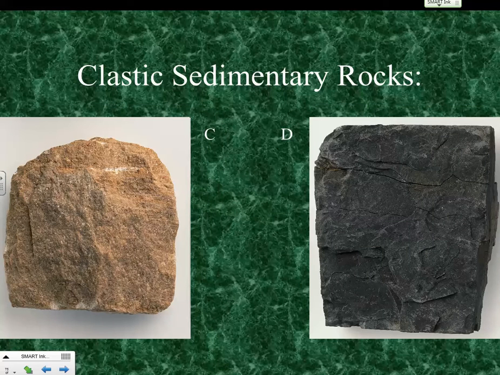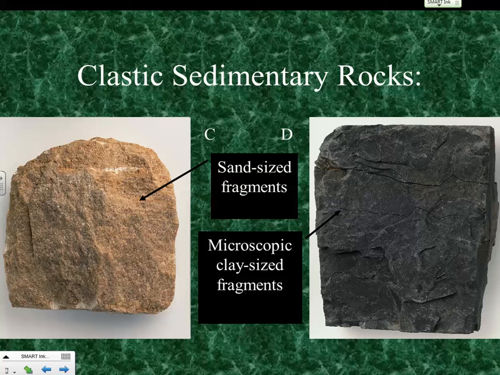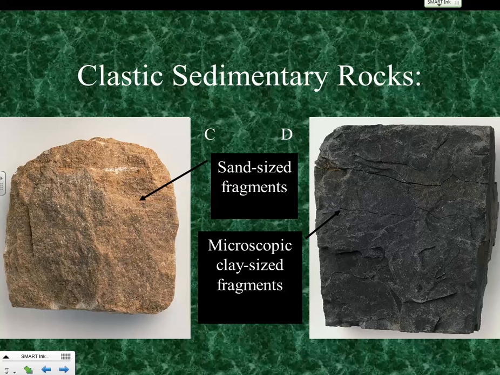Moving on, another rock. On the left, we see sand-sized fragments. But on the right, if you look under a microscope, these are clay-sized fragments or sediments. So now let's try to identify these two rocks. If you look close on that rock on the left, you might even be able to see very thin layering. Sand-sized and clay-sized. Where do we go from here?